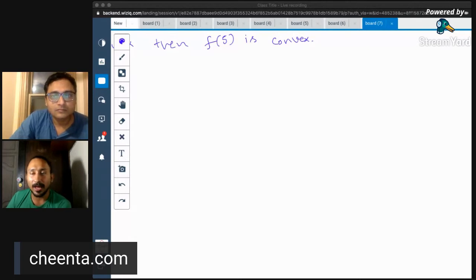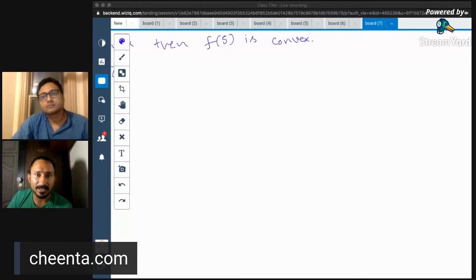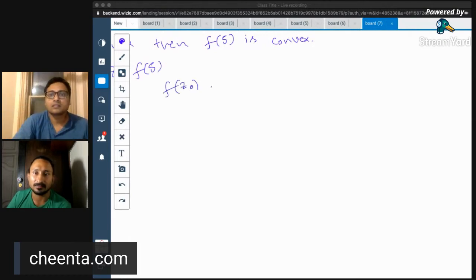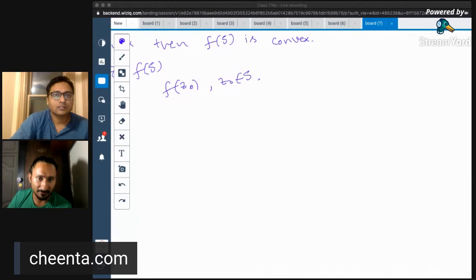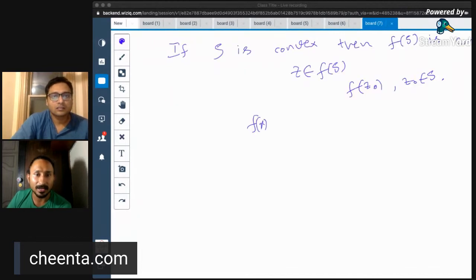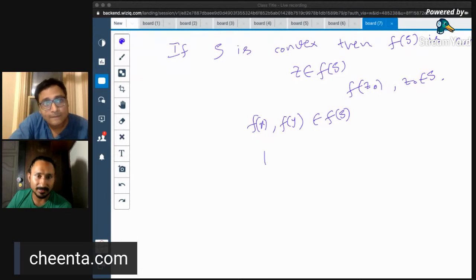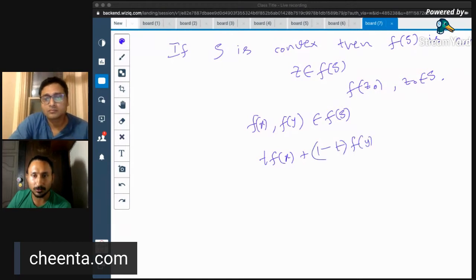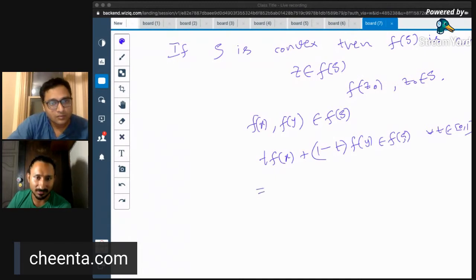Any element, say z, in f(S) is of the form f(z0), where z0 is in S by definition. So take any two elements f(x) and f(y) in f of S. I need to prove that t f(x) plus (1 minus t) f(y) is also in f(S) for all t in [0, 1]. How do you do this? We go back to the definition, t f equal to m(x) plus (1 minus t) m(y).